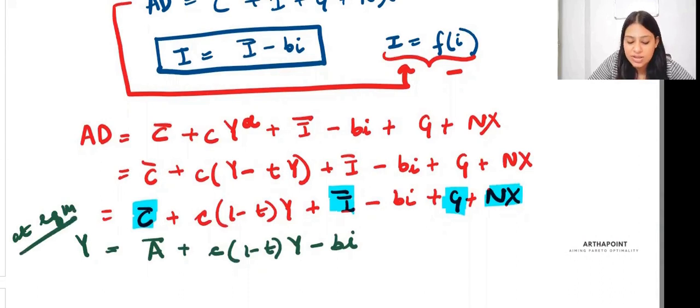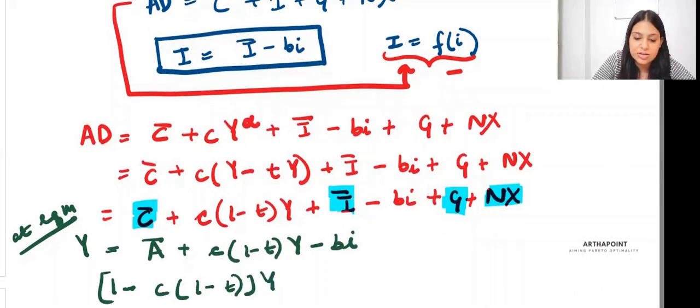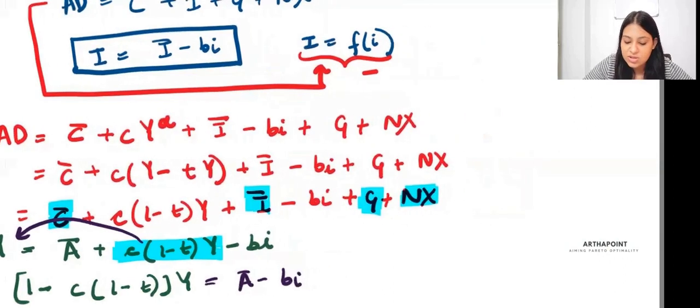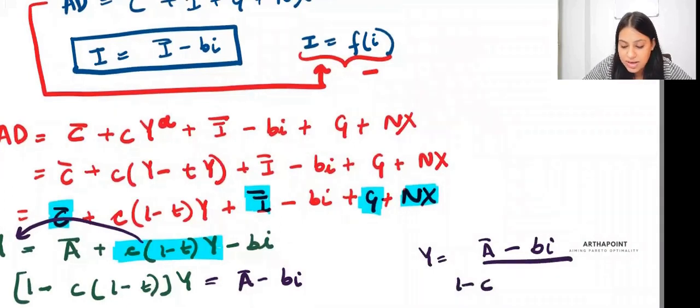And once I equate this to Y, what do I get? I get 1 minus C(1 minus T), times Y, bringing this to the left side, is equal to A bar minus BI. So I get Y is equal to (A bar minus BI) upon (1 minus C(1 minus T)).